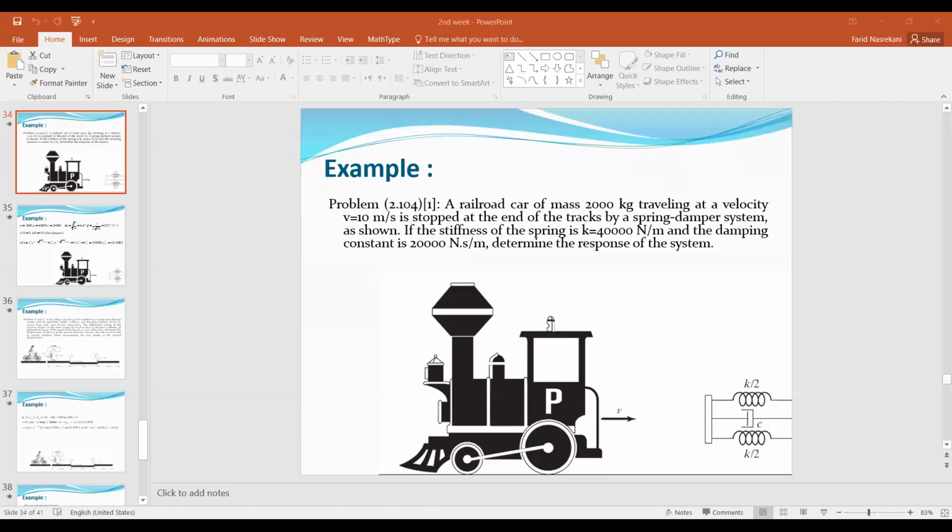We continue with two examples which remain from the previous session. Any questions from the previous session?